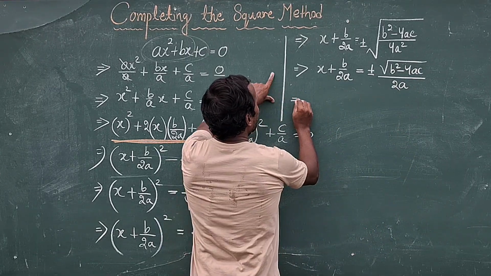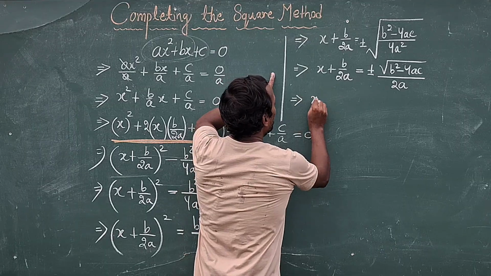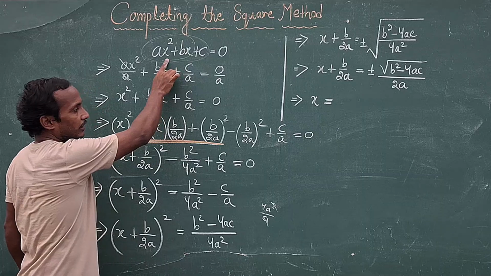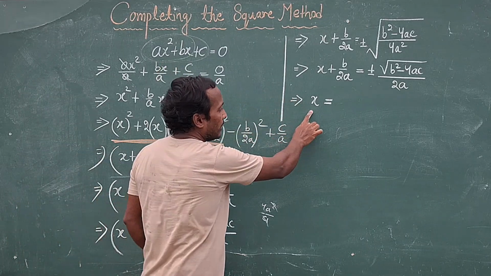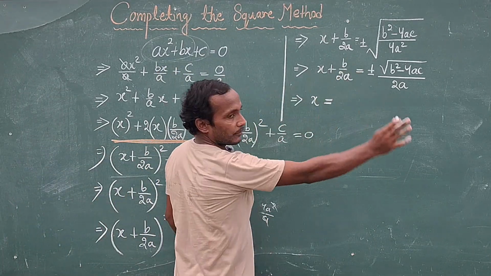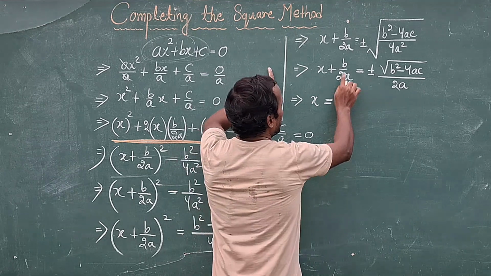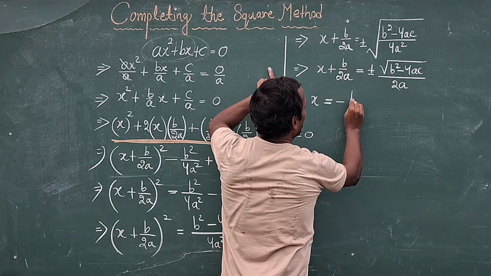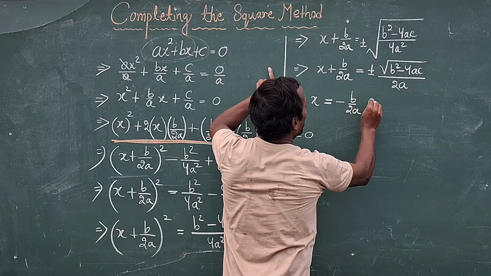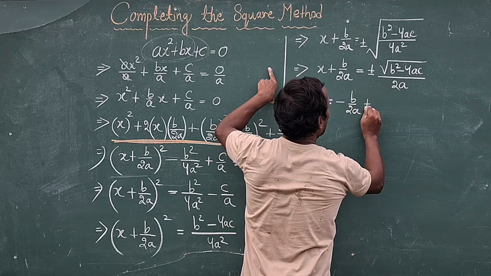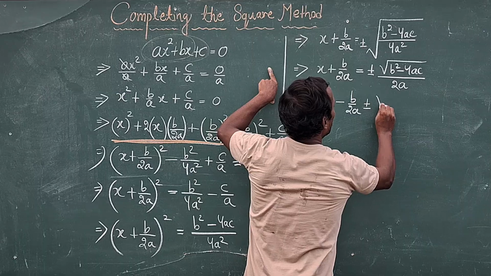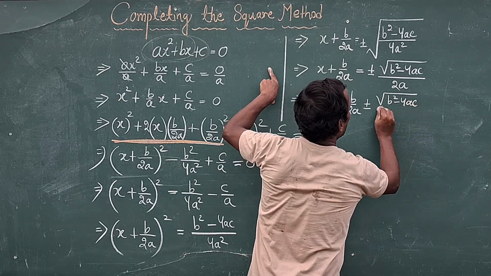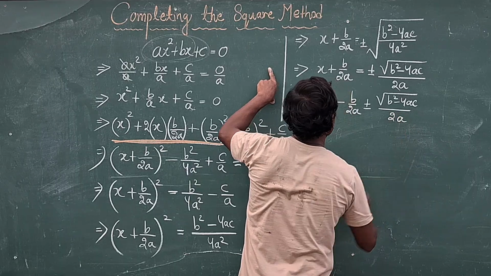Next step, I will now keep only x on the left side. X is the variable in the quadratic equation here. Now x is kept on the left side, and b, a, c, everything is shifted to the right side. Plus b by 2a, when it goes to the right side, becomes minus b by 2a. And I have plus minus square root of b square minus 4ac by 2a.